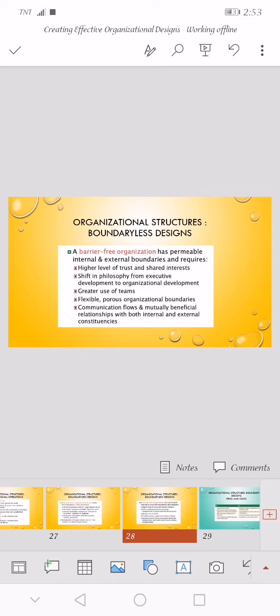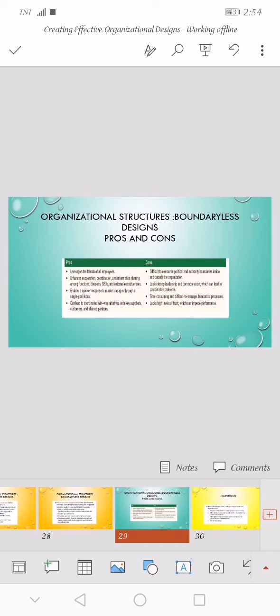Organizational structure, boundaryless design. A barrier-free organization has permeable internal and external boundaries and requires, first, a higher level of trust and shared interests. Second, a shift in philosophy from executive development to organizational development. Third, greater use of teams. Fourth, flexible organizational boundaries. Fifth, communication flows and mutually beneficial relationships with both internal and external constituencies.